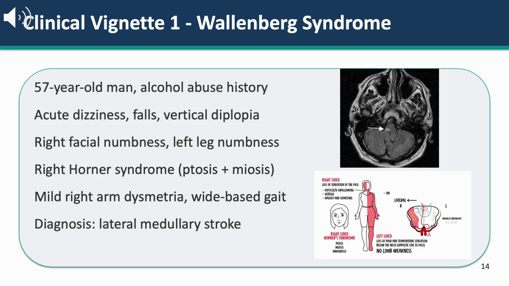Let us consider our first clinical vignette. A 57-year-old man with a history of alcohol abuse was referred for evaluation of acute onset of dizziness and falls. He reported sudden onset of dizziness, imbalance, vertical diplopia, and numbness on the right side of the face and in the left leg. On examination, he had prominent anisocoria with a right ptosis and meiosis consistent with a right Horner syndrome. He had a left hypertropia and nystagmus, right facial hypesthesia, mild dysmetria of his right arm, and a slightly wide-based gait with tendency to fall toward the right.